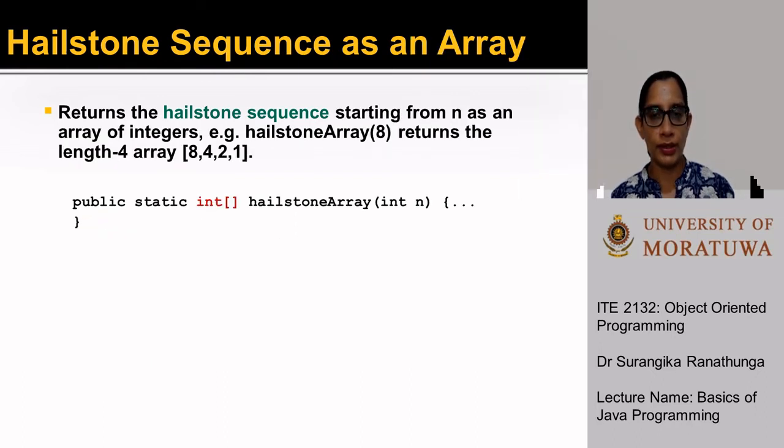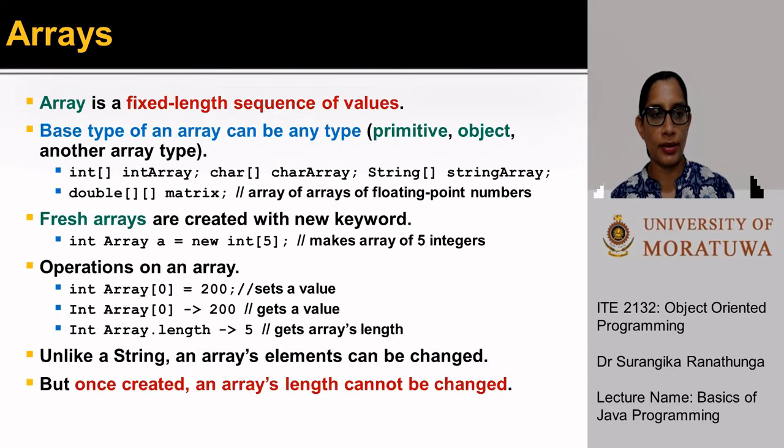Another very useful construct in Java and in many other programming languages is the array. In this example, we look at how we can return the created Hailstone sequence as an array. In order to indicate that this method, hailstoneArray, has a return type of an integer array. So what are these arrays?